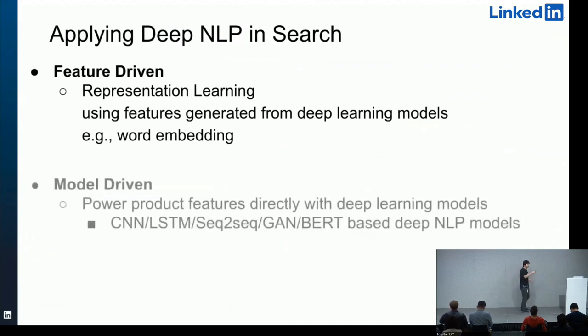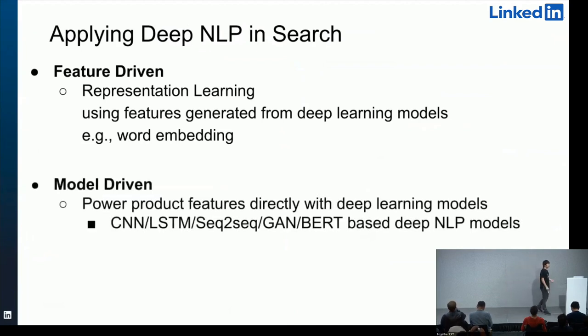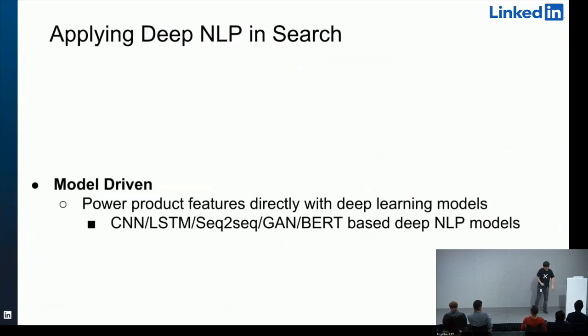That's one way. Second way, we can do model-driven. We can directly learn a deep learning model and use that to power the product feature. Two typical ways. But in this talk, we are only going to cover one way. Which way are we going to cover? Take a guess. Think about which one is more challenging. In my opinion, model-driven is more challenging. That's why we are going to talk about that.